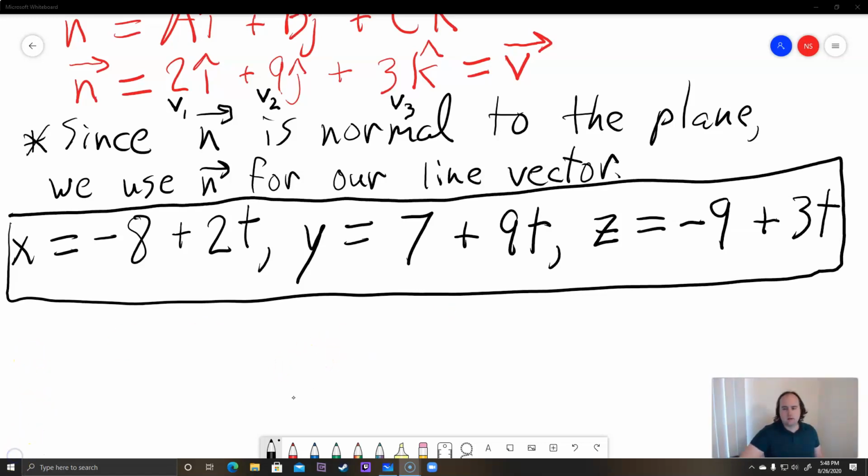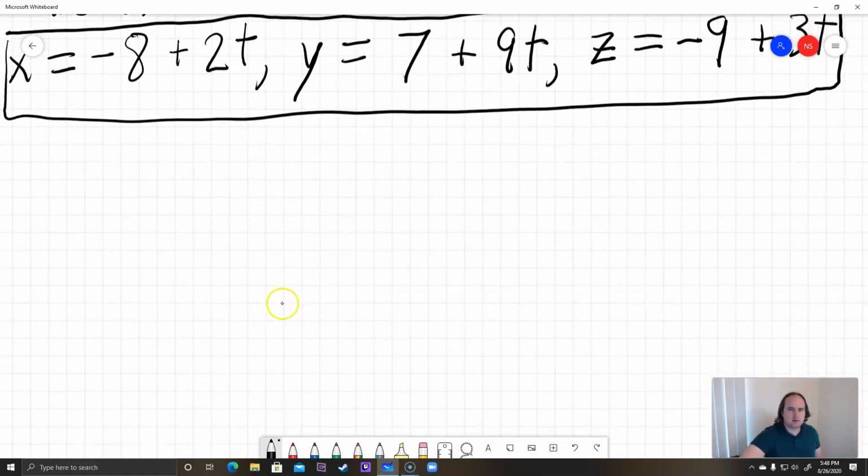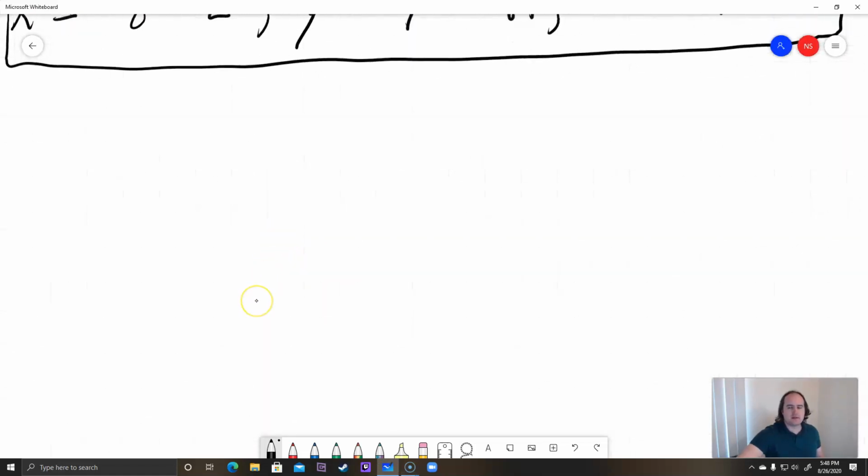Okay, so now that we've had some fun with lines and planes, I wanted to talk about one last type of parameterization that you can do, which is parameterizing line segments. I left it in this same video since line segments are technically part of a line. So we're just going to do this by example.